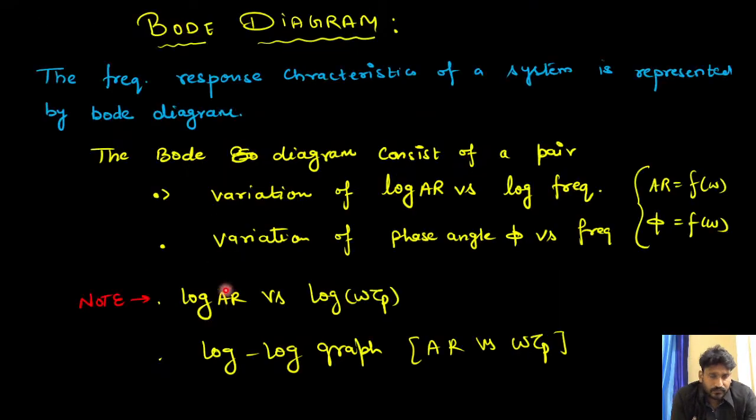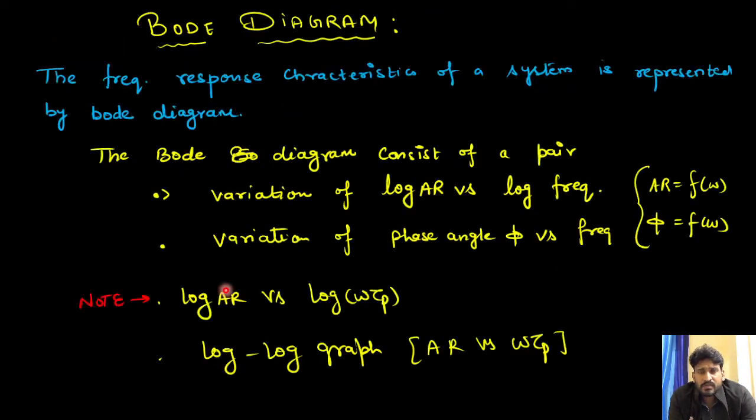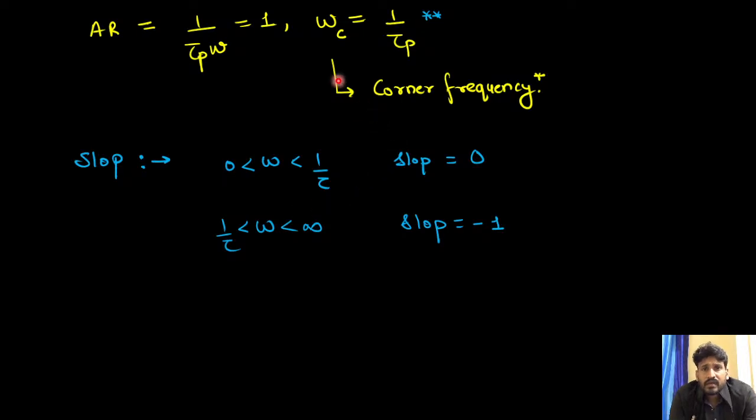Okay, Bode diagram. I think there is no need to discuss the Bode diagram, guys. The Bode diagram is nothing but the log plot of AR versus ωτp. Just remember this: ωc is equal to 1 by τp, and this ωc is called the corner frequency.